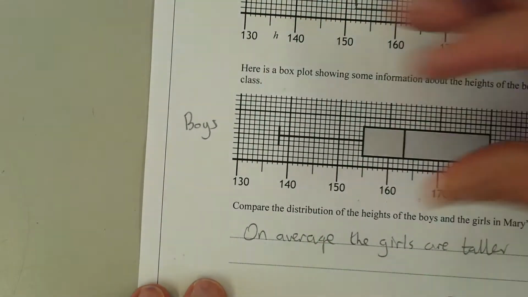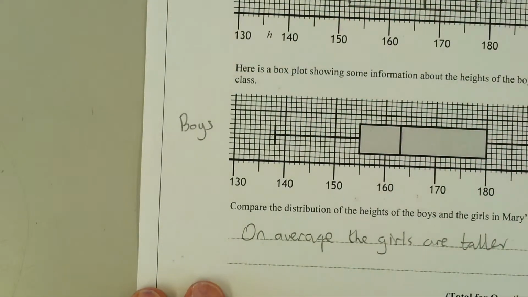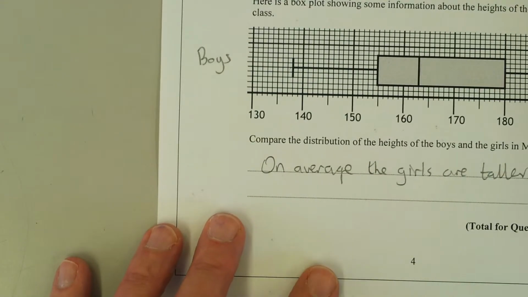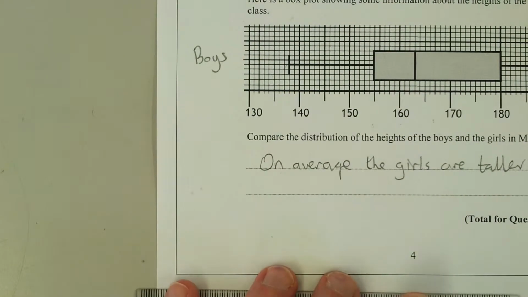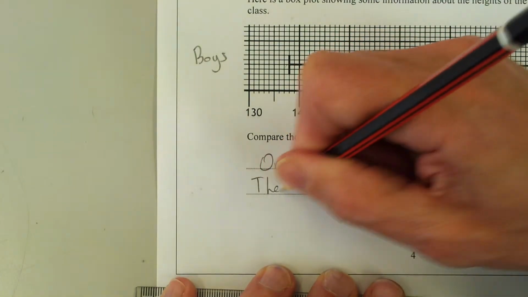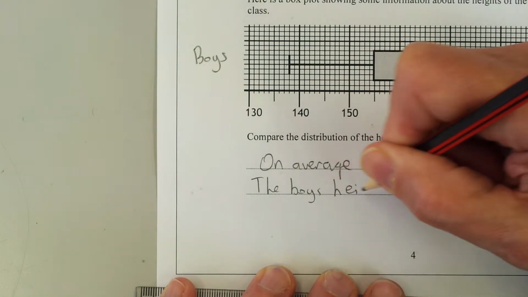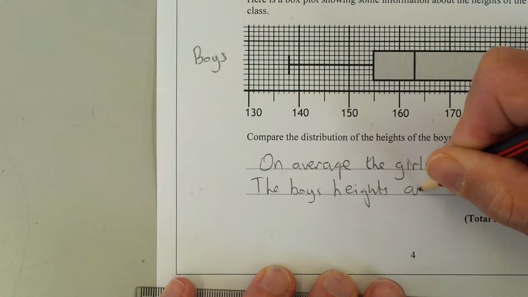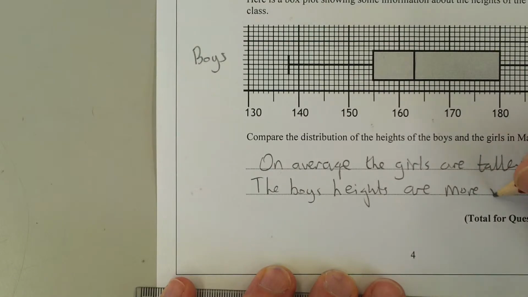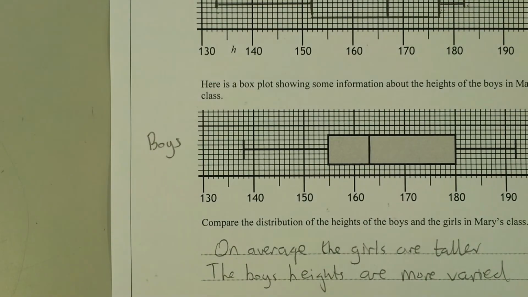So without even counting the difference between them, I can see that the range is bigger for the boys. So rather than use the word range, I'm going to use the word variation, because variation and range are the same thing. So the boys' heights are more varied. And that's where the 2 marks come from. And that's it for that question.